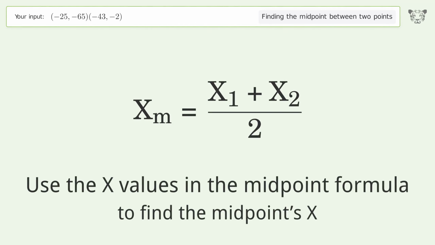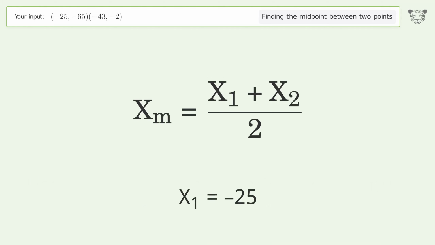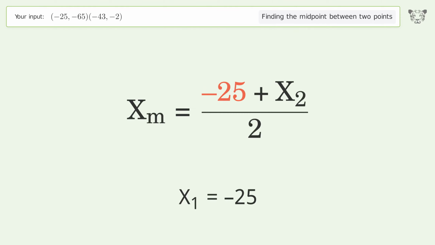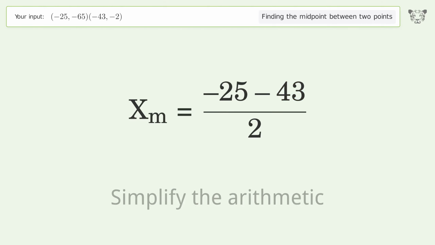Use the x values in the midpoint formula to find the midpoint's x. x1 equals -25. x2 equals -43. Simplify the arithmetic.